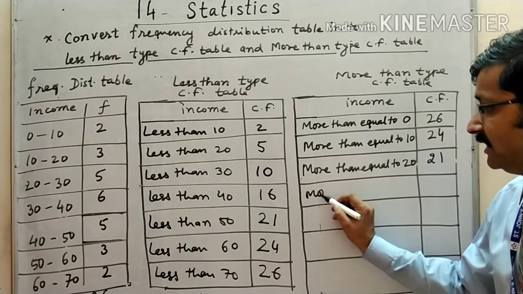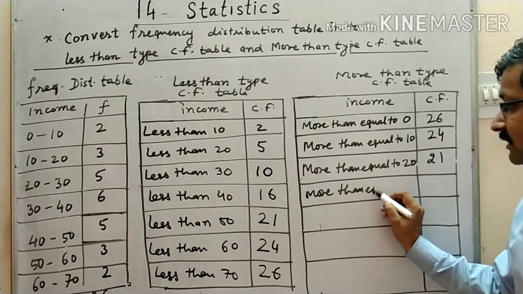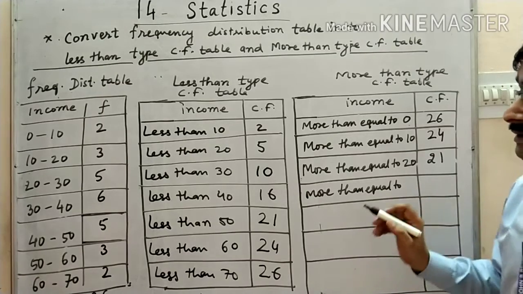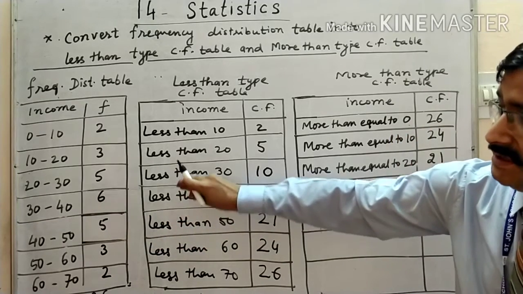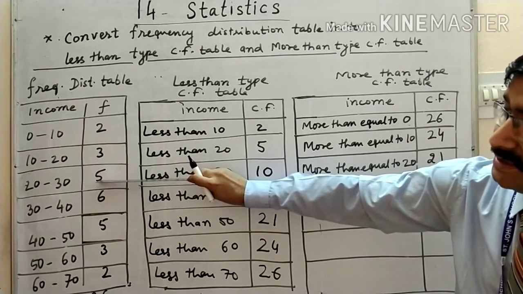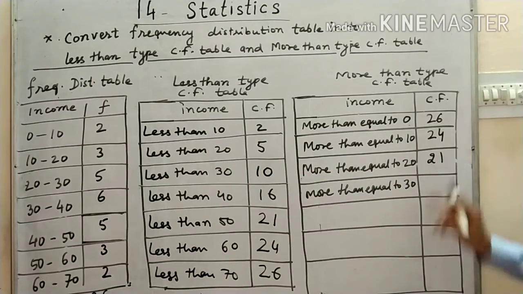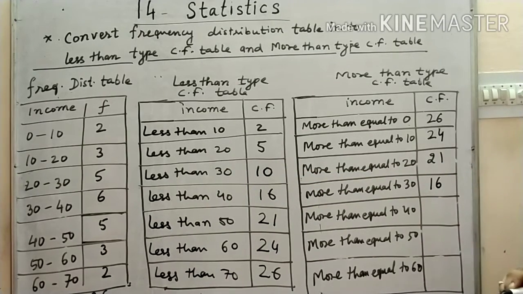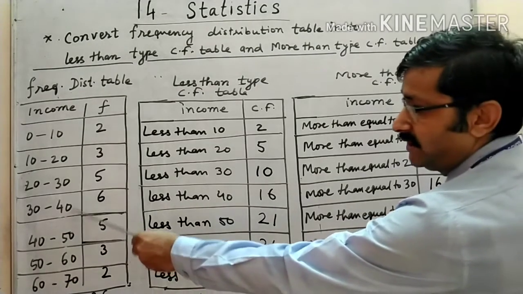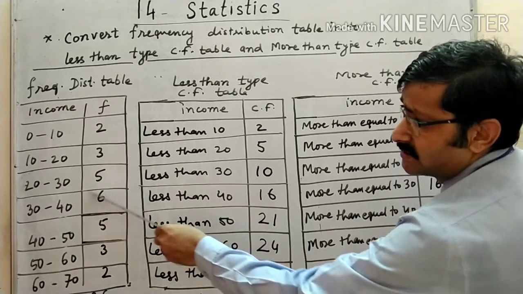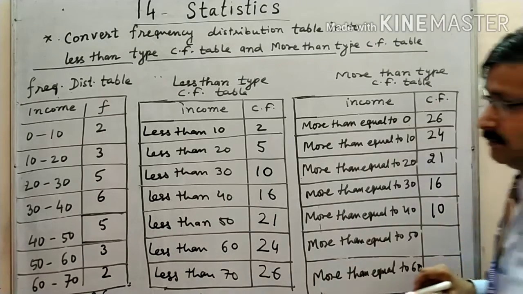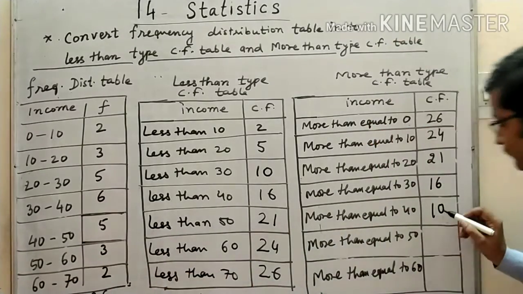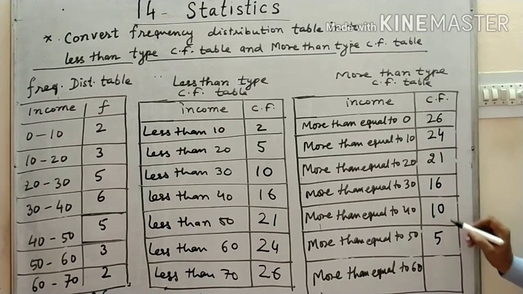Now what do we write next? More than or equal to 30. More than or equal to 30 means we have to subtract this 5 also. If we subtract 5 from 21, we get 16. Now more than 40. More than 40 means we subtract 6. From here you subtract 6, what do you get? 10. Now more than 50. More than 50, we have to subtract 5 also. So 5 you subtract from here, we get 5. 10 minus 5 is 5.